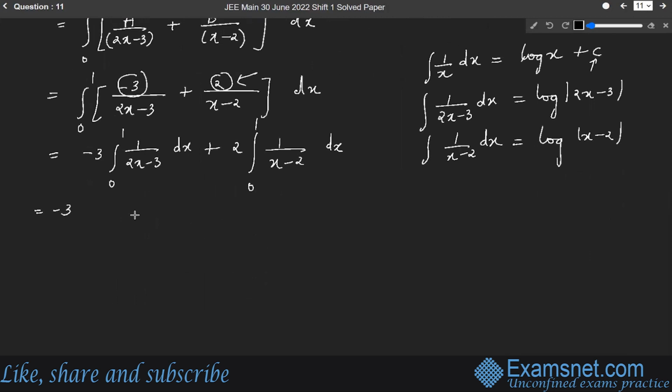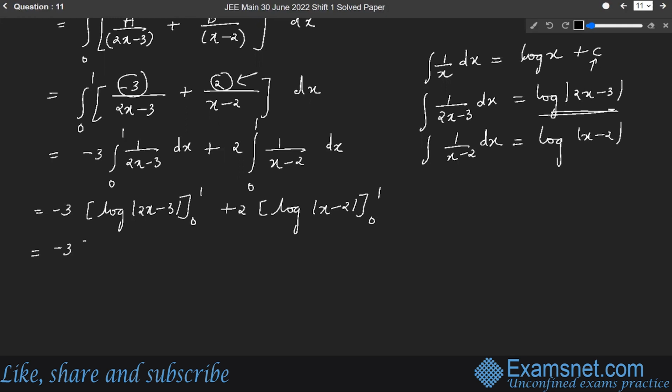We have minus 3. Integral of 0 to 1, 1 by 2x minus 3 dx is log of 2x minus 3. And what are the limits? 0 to 1. Plus 2. Integral of 0 to 1, 1 by x minus 2 dx is log of x minus 2. And what are the limits? 0 to 1. Now we just have to put the limits here, right?